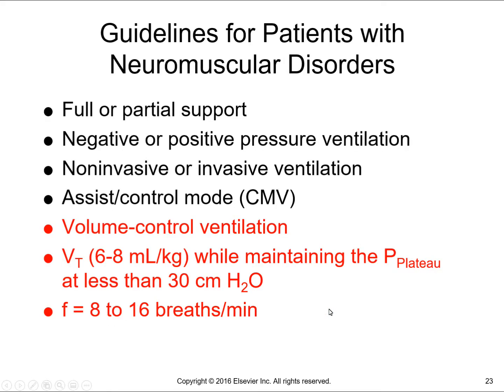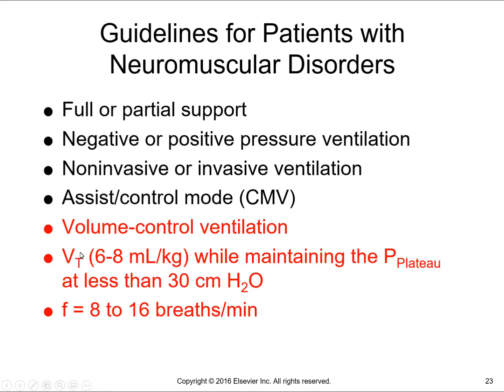All right, so now we have some with neuromuscular disorders, your Guillain-Barré, your myasthenia gravis, those types of patients. It's going to depend on where that paralysis is. That's going to determine if they're going to need full or partial support. That's also going to determine if we're going to go negative or positive pressure ventilation. That's going to determine if it's going to be non-invasive versus invasive ventilation. And most likely we're going to use assist control because we want them to relax, and they may not even be able to breathe depending on where the paralysis is. So therefore the control mode will come in handy.